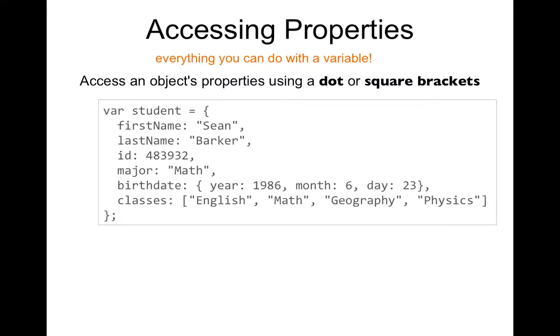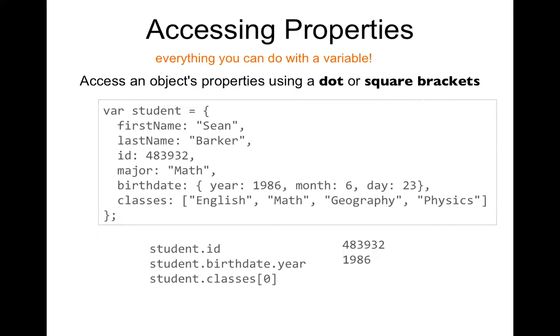Here's a little more complicated example of a student object that has first name, last name, and several other properties. So we can use the student.id property, the student ID, and we could use the birth date, the year of the birth date, or we could use the classes array. Notice that this object actually has as a property another object. Birth date itself is an object because it has its own properties, and it also has an array. So objects can be pretty complex. We'll start off with the not so complex ones, but you can pretty much access any element of an object using the dot notation.